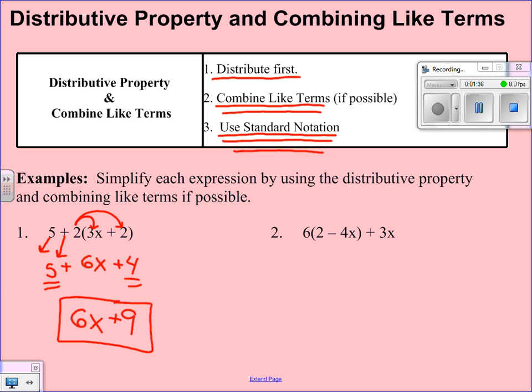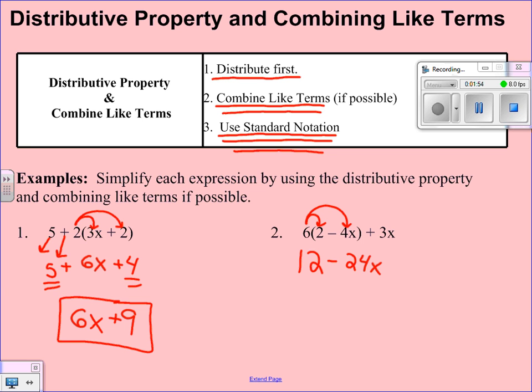Problem number 2, we're again going to start by distributing. You'll notice that we have a 6 in front of the parentheses, so we're going to distribute that through. 6 times 2 is 12. 6 times a negative 4x would give us a negative 24x. Just watch out for that negative sign.